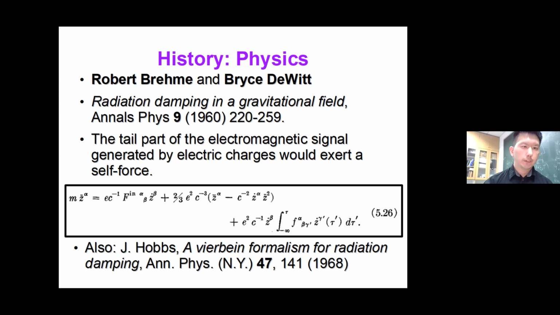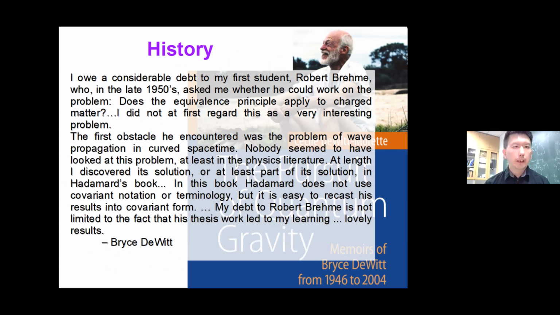There was also a follow-up work by Hobbs, who used a slightly different formalism to do the same calculation. I just want to highlight that Bryce DeWitt has an autobiographical memoir, probably written by Cecile DeWitt, actually. There inside, you can find a tribute to his first student, where he tells us that he owes quite a bit of intellectual debt because it was through his project that he read Hadamard's book and learned a lot about the properties of Green's functions in curved spacetimes.